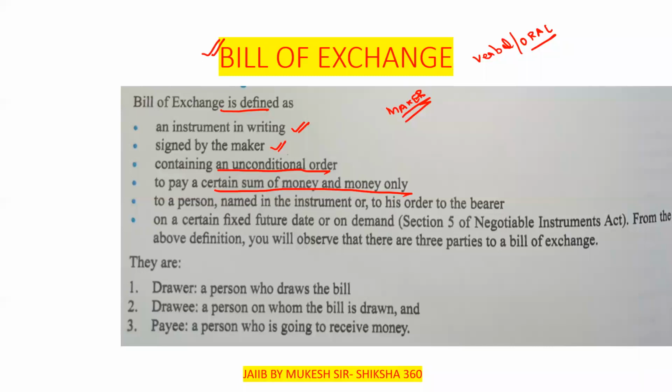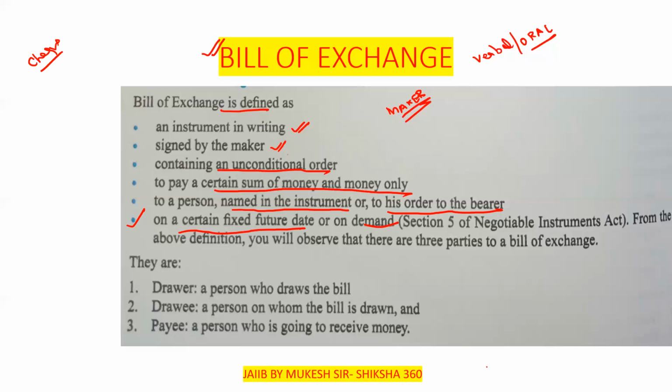To whom? To a person named in the instrument. Either they have named someone specifically, that you have to pay, or to his order, or to the bearer, like in a cheque. This is to be paid on a certain fixed future date, or on demand. That is Section 5 of the Negotiable Instruments Act.